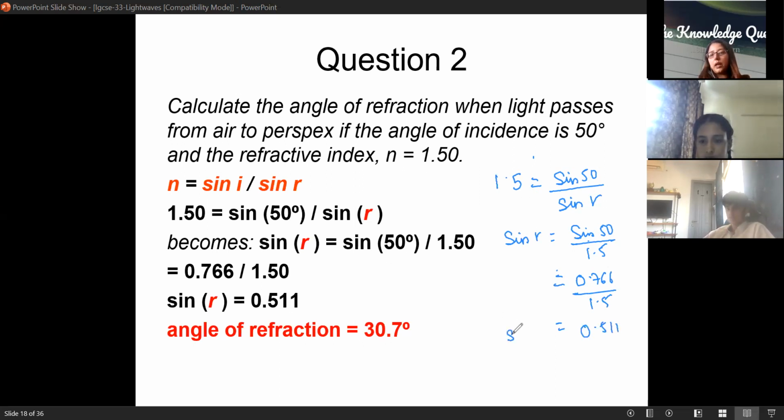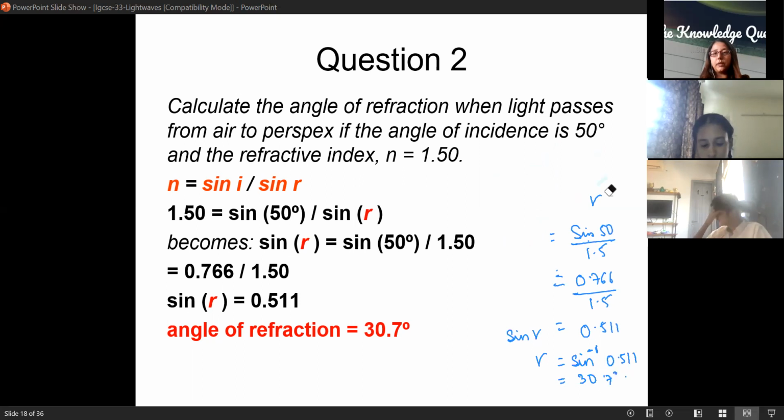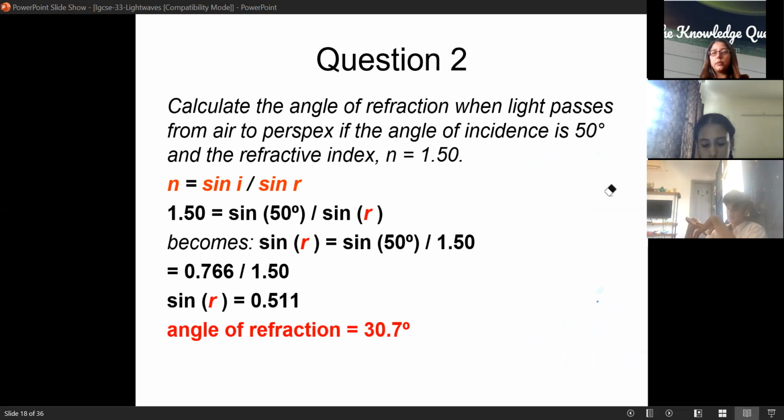Now sine inverse. Now you have to find out what is R. For that, in your calculator there is a button which says sine inverse, which looks like this. Sine inverse, it's sine to the power -1, of 0.511. That value you will get as 30.7 degrees. Phone's calculator doesn't work for some reason. Okay. Clear, Trisha? Yeah. So this is one topic of physics where you will need the trigonometry knowledge. Clear, everybody?